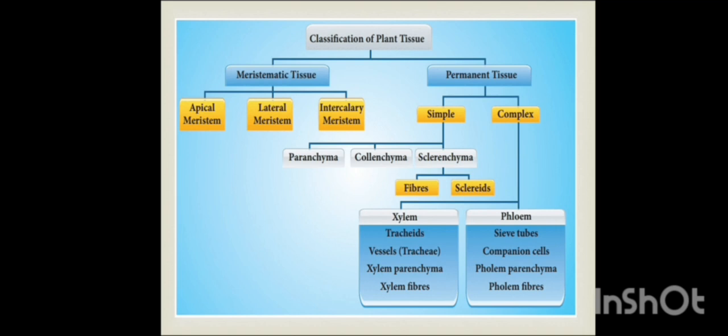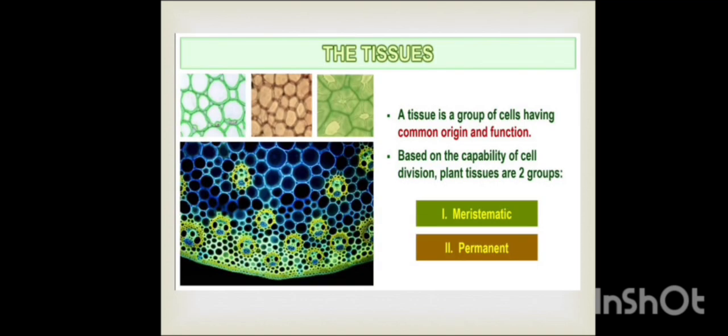Totally, this is the classification of plant tissue based upon the capacity of cell division. Based on cell division, the tissues are divided into two types, meristematic tissue and permanent tissue. Let us see what a tissue is and what the types are that we have to observe in this session.